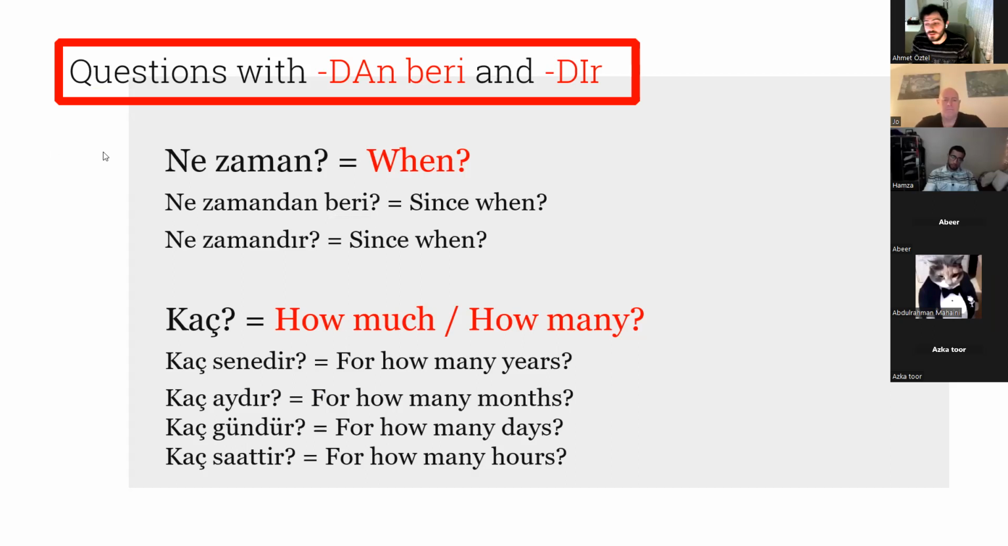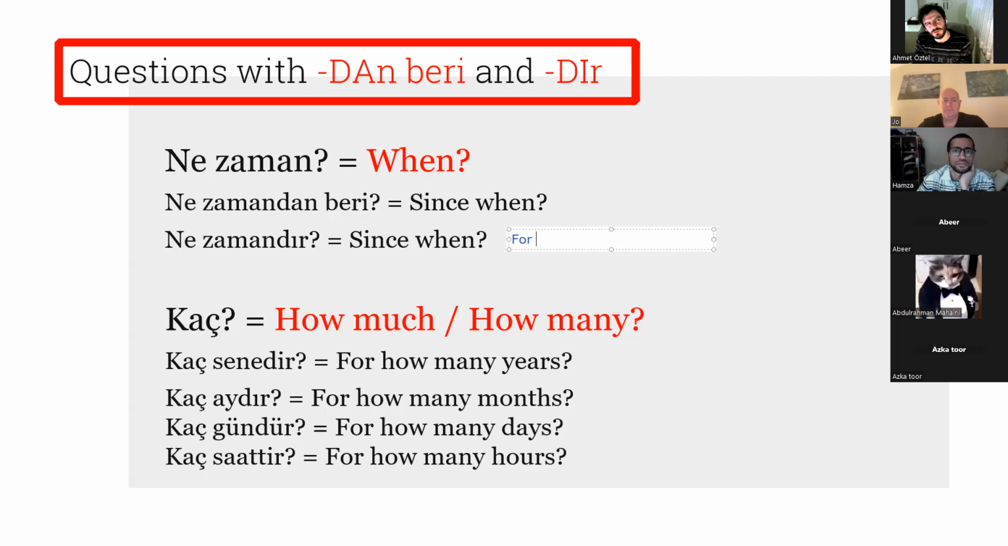So we also have some questions, of course, with dan beri and dır. For this one, we can consider the question word ne zaman, which means when, and we can also use kaç with a specific time phrase in order to say for how many years, for how many months. So with ne zaman, both of them are possible. You can either say ne zamandan beri, or you can say ne zamandır. And both of them basically mean since when.